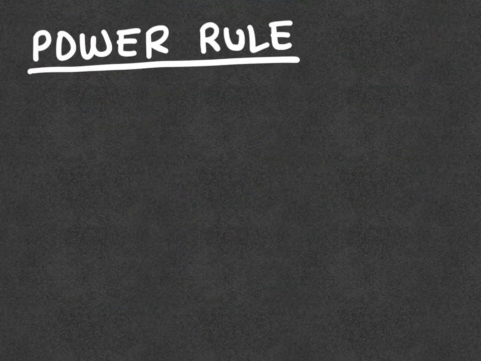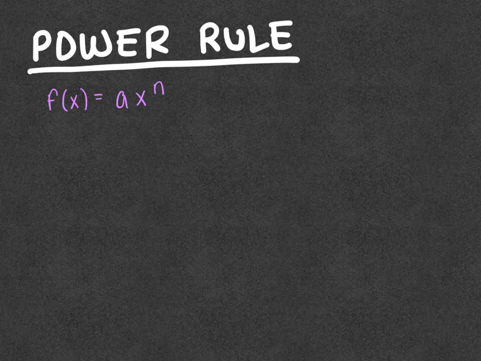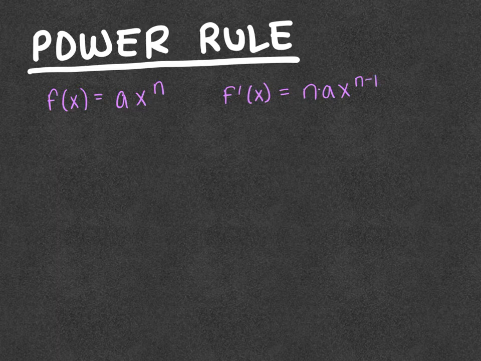All right, so now that we know what a derivative is, let's go over the first rule of how to take a derivative. Our first rule is the power rule. If we have f of x equals ax to the n, then the derivative of f of x would be n times ax to the n minus 1. So what we're doing is taking the exponent and moving it down, and then subtracting 1 from the exponent. Let's do a couple of these.